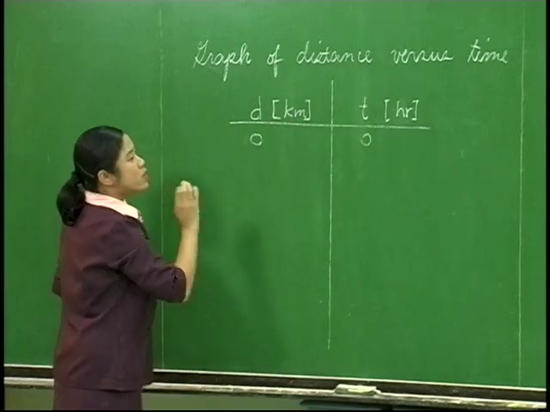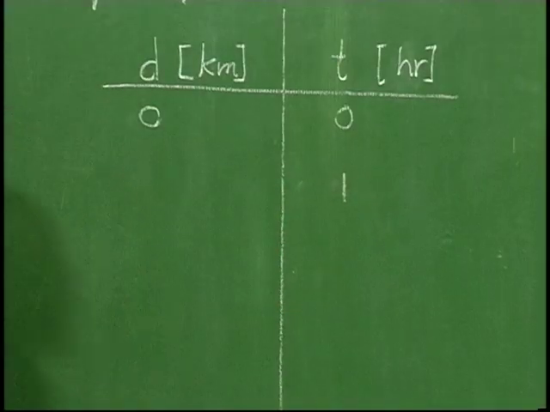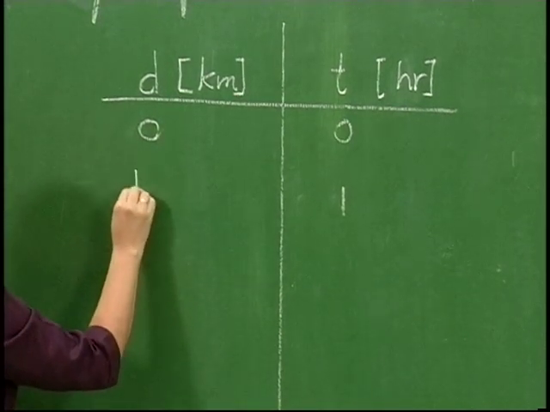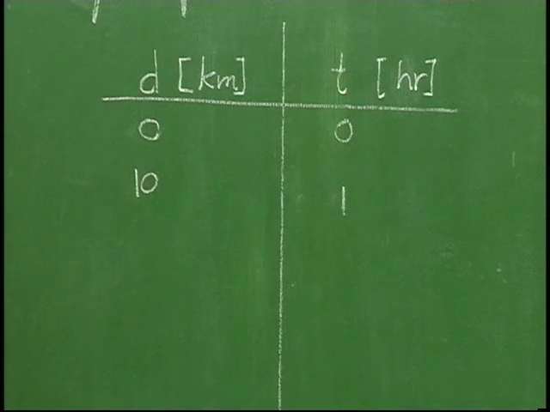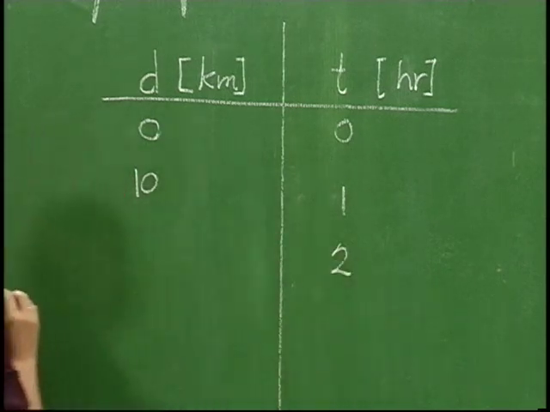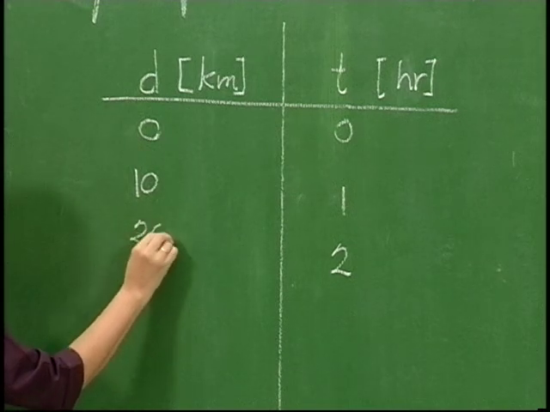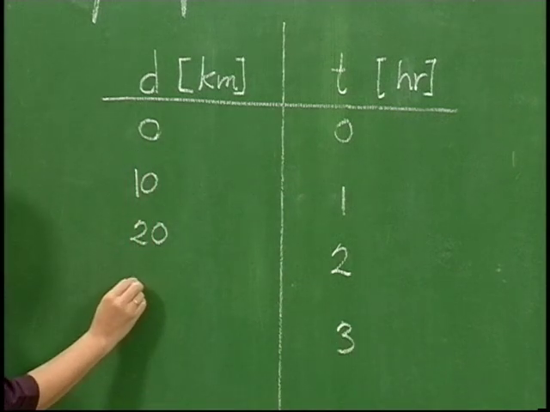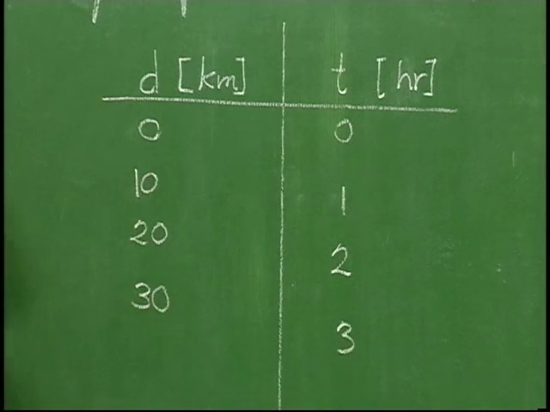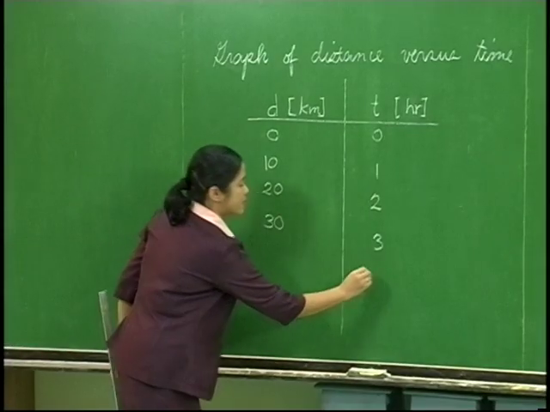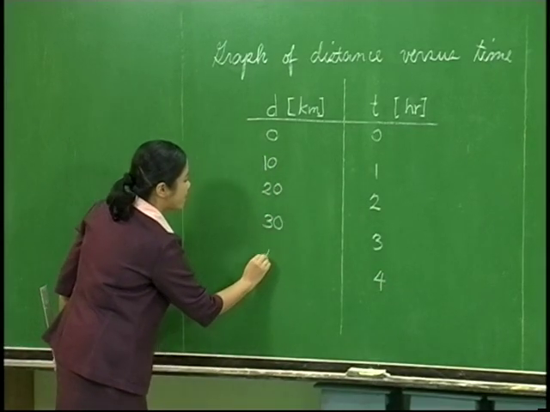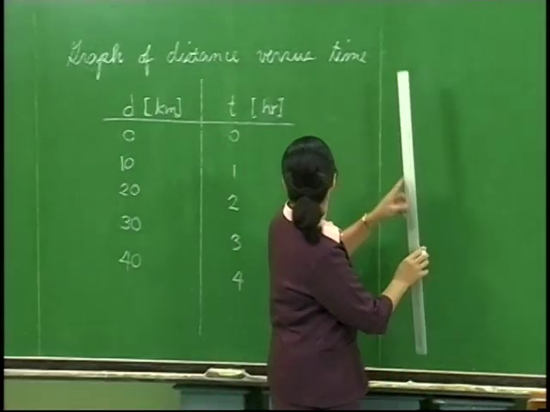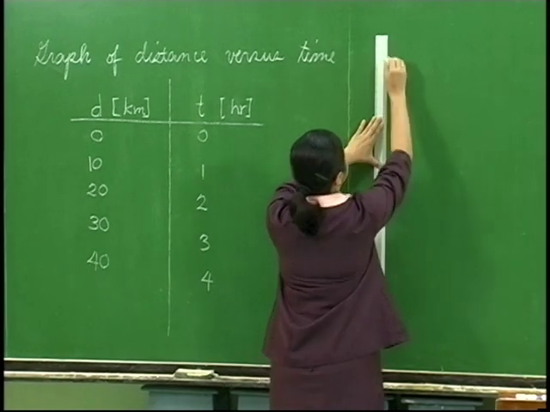suppose after 1 hour, your jeepney or your tricycle has traveled 10 kilometers. And then after 2 hours, you have 20. And after 3 hours, you now have 30 kilometers traveled, and so on. So say at 4, you will have 40. Then you were asked to plot a graph of distance versus time.